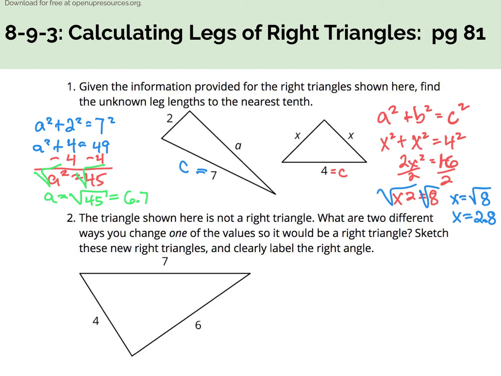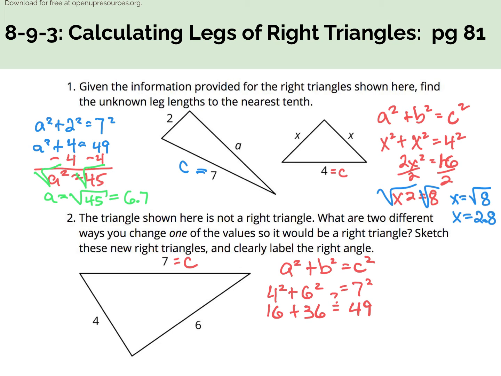The triangle here, we don't know if it is a right triangle. We want to figure out if it is, so let's stick it in. Remember, there's a couple of things. The c is always across from the 90 degrees, and the c is always the longest side. So we're going to have a squared, b squared, c squared. c is the longest side, so we're going to have it as 7. Then we have 4 squared, and 6 squared. 4 squared is 16. 6 squared is 36. And then 7 squared is 49.